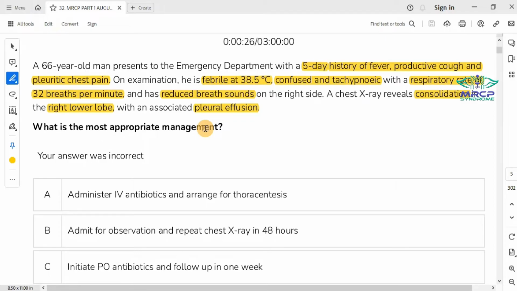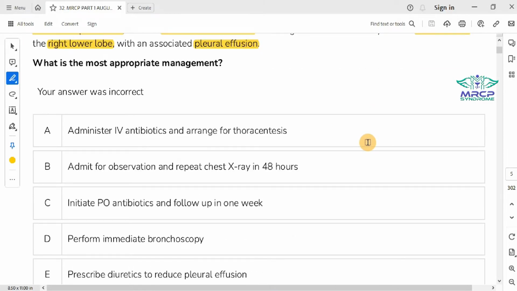A 66-year-old man presents to the emergency department with a 5-day history of fever, productive cough, and pleuritic chest pain. On examination, he is febrile at 38.5 degrees Celsius, confused, tachypneic with a respiratory rate of 32 breaths per minute, and has reduced breath sounds on the right side. A chest X-ray reveals consolidation in the right lower lobe with an associated pleural effusion. What is the most appropriate management?